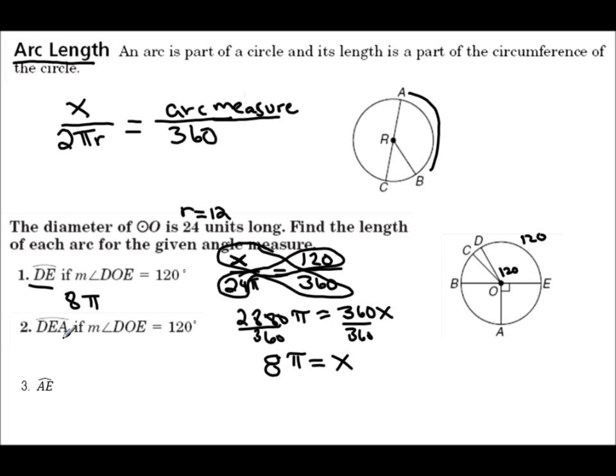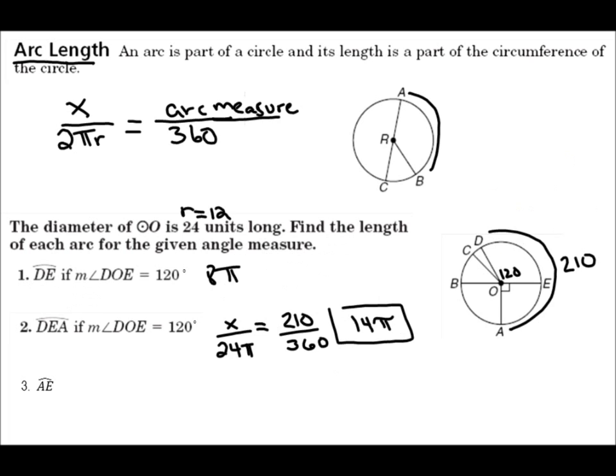Alright, I'd like for you to try number 2 on your own. It's going to be the same as number 1. Pause the video and see if you get what I get. You will have to find out one of the missing angle measures first. Okay, and you should have gotten the answer is 14 pi. If you didn't get that and you're not sure how to, raise your hand or ask a neighbor.